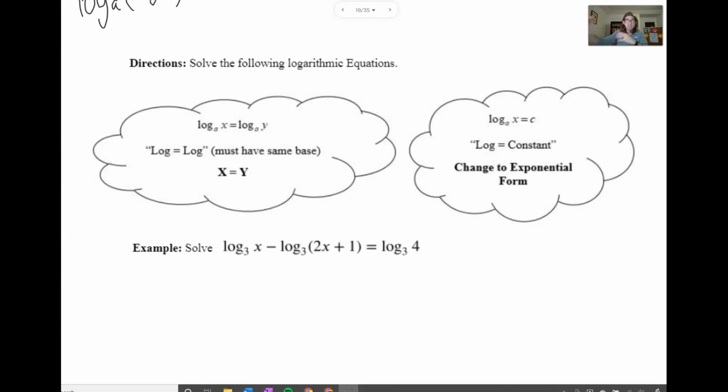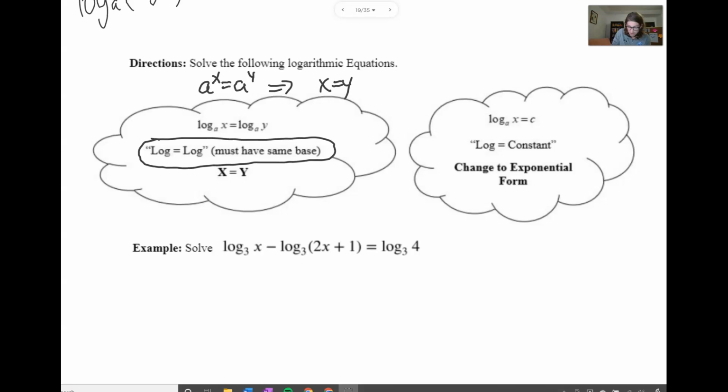Solving log equations is similar to solving exponential equations, where if you have log equals log and the bases match, we know that the insides match. This is a very similar thing to a to the x power equaling a to the y implies that x equals y. So if we can rewrite this equation so that we only have one log on the left, one log on the right, we can actually solve this.